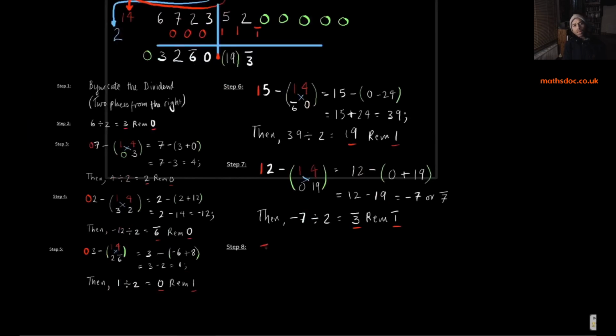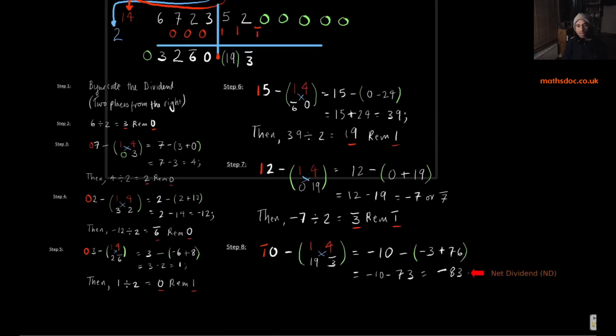So our next step 8, our next gross dividend is minus 10. Flag digits on the top, and the latest two quotient digits are minus 3 and, well, actually that's 19, isn't it? Right, cross multiply those, and then what do we have? Equals minus 10 minus, and in parentheses we have minus 3 times 19, 76, isn't it? 76, and that comes to minus 83 as a net dividend.